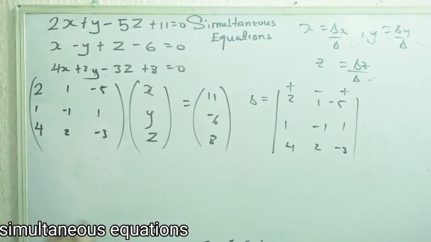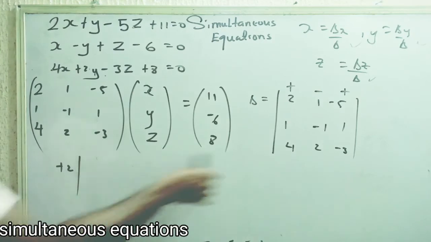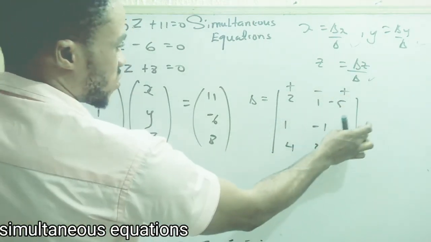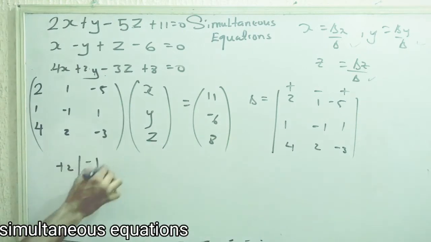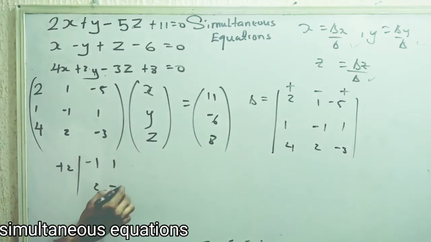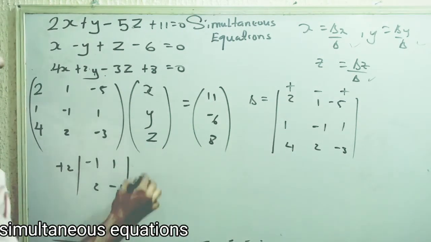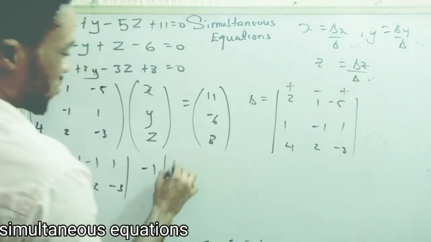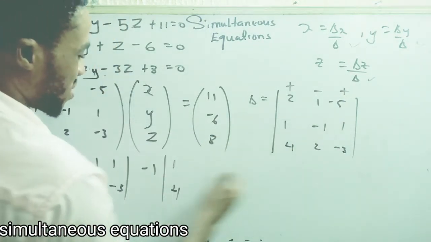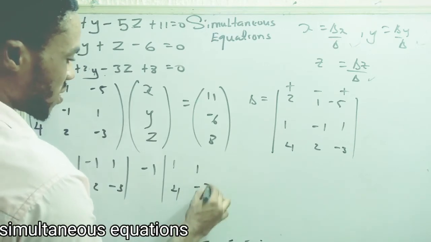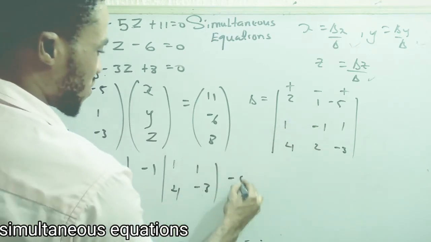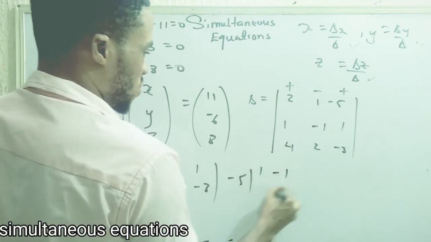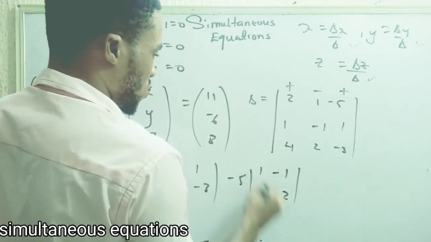Pick the 2 first. On picking the 2, I will have everything under the row, and those are minus 1, 1, 2, minus 3. Then pick the minus 1 there. All under, and those will go: 1, 4, 1, minus 3. Then pick the minus 5 there. This will go, this will go. So I have 1, minus 1, 4, 2.